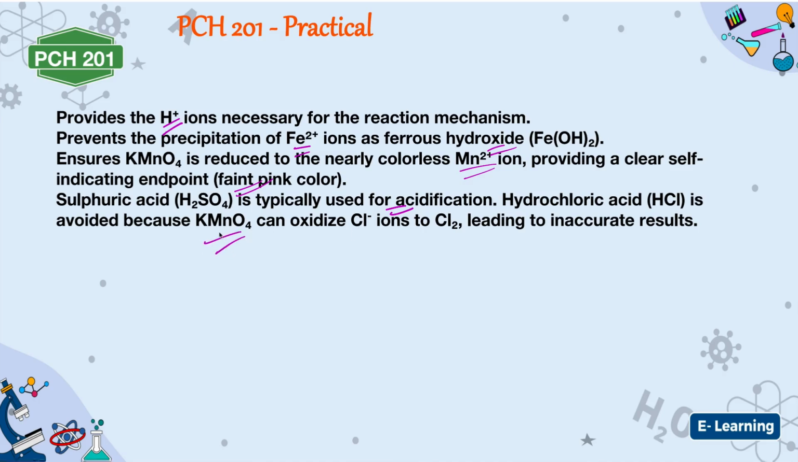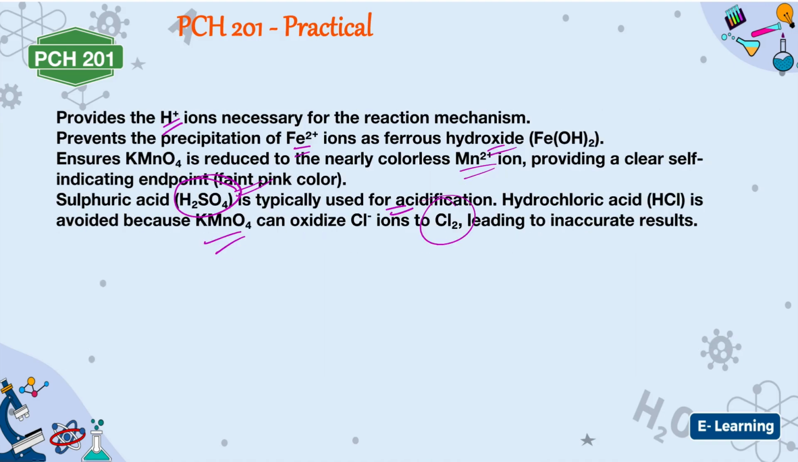Are you getting it? Why? Because KMnO4 can oxidize chloride ion to chlorine molecule, leading to inaccurate result. What they are trying to tell you is that what is used for the acidification is H2SO4 and not HCl. All right? So that is that.